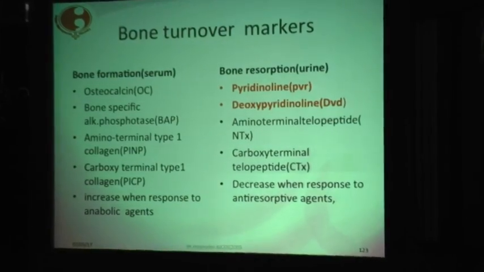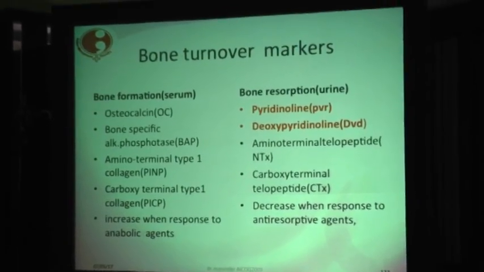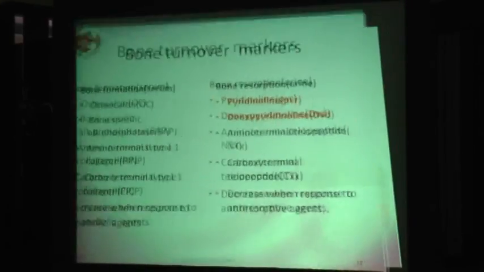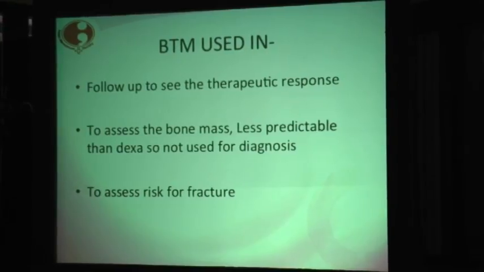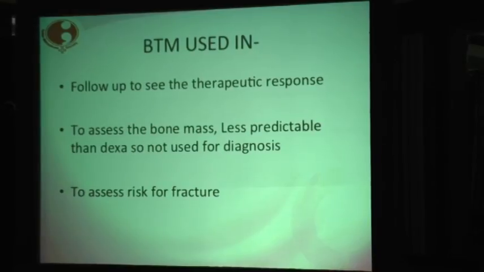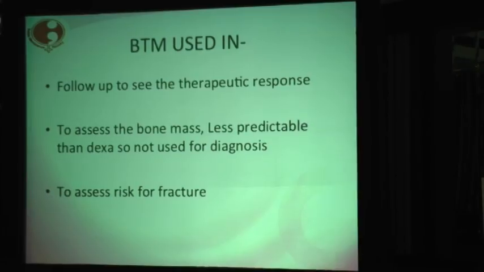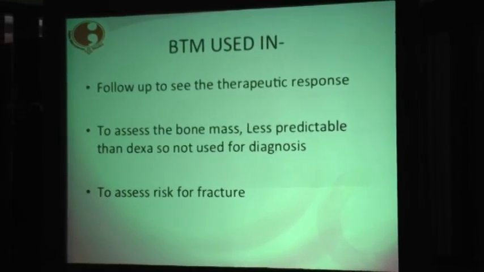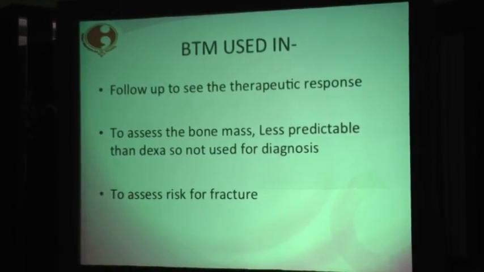And what is the importance of these markers? When we put the patient on treatment, we need to know whether the patient is responding to our treatment or not. That is probably the only indication for these biochemical markers. If you start your patient on, say, any anti-resorptive like a bisphosphonate, and after 2 or 3 months you see that your markers are going down, then you know that your medicine is active. That is one good thing. But otherwise, if you want to calculate bone mass, or the risk of fractures, you cannot. It is just for follow-up of the treatment.